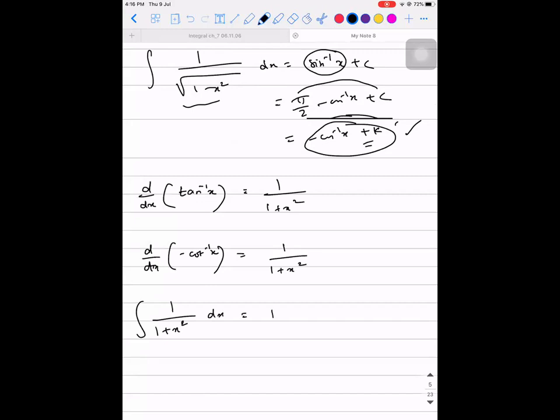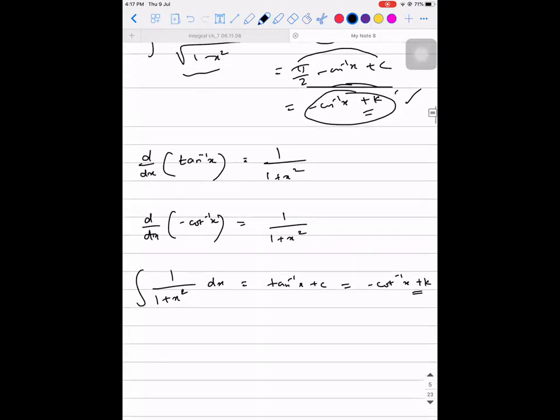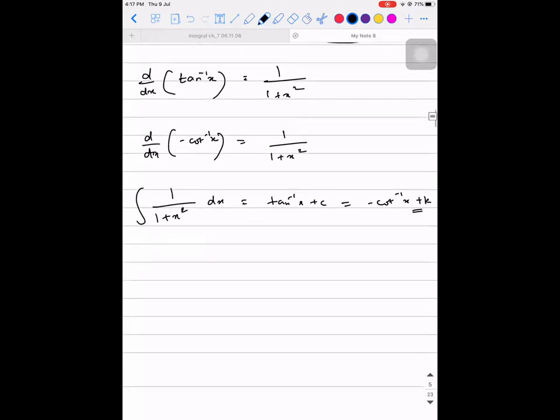Tan inverse x plus c, or minus cot inverse of x plus k. I'm using some other constant k for your understanding. So have this in your mind. Or else you can write c1 and c2 also. It's up to you. Similarly, what will be the next one you need to take care of?